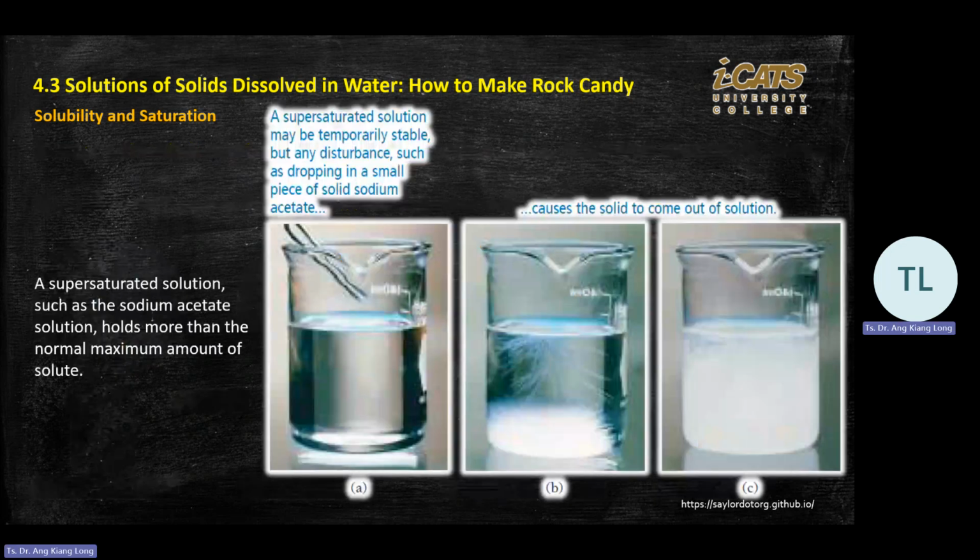These are photos that you will see in normal daily life. This is a supersaturated solution. If you put in an extra seeding element, it will form crystals, and the whole beaker, the whole container, will become solid.